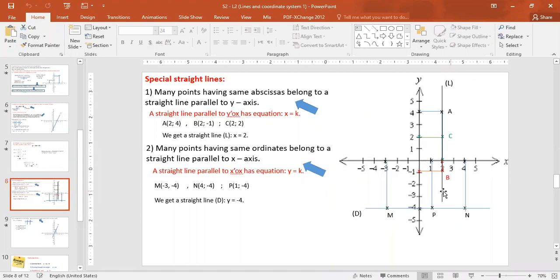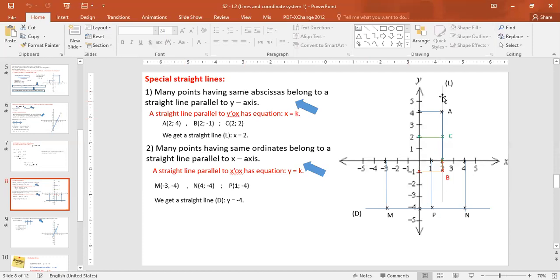Yeah, you can see that A, B, and C are on the same straight line. How is this straight line drawn with respect to the y-axis? These two straight lines are what? Parallel. They are parallel. So this is the first rule. It says many points having the same abscissas belong to a straight line parallel to the y-axis.